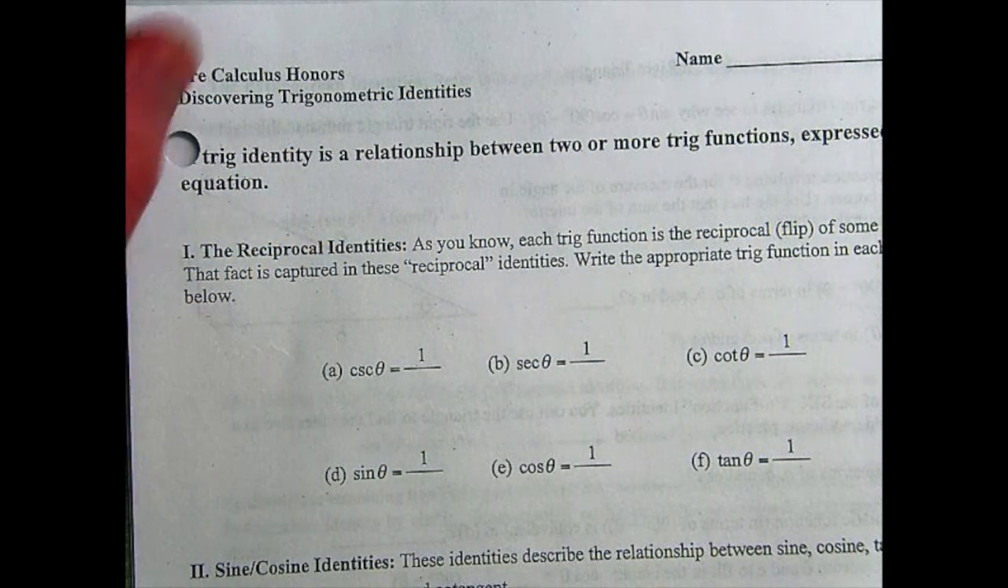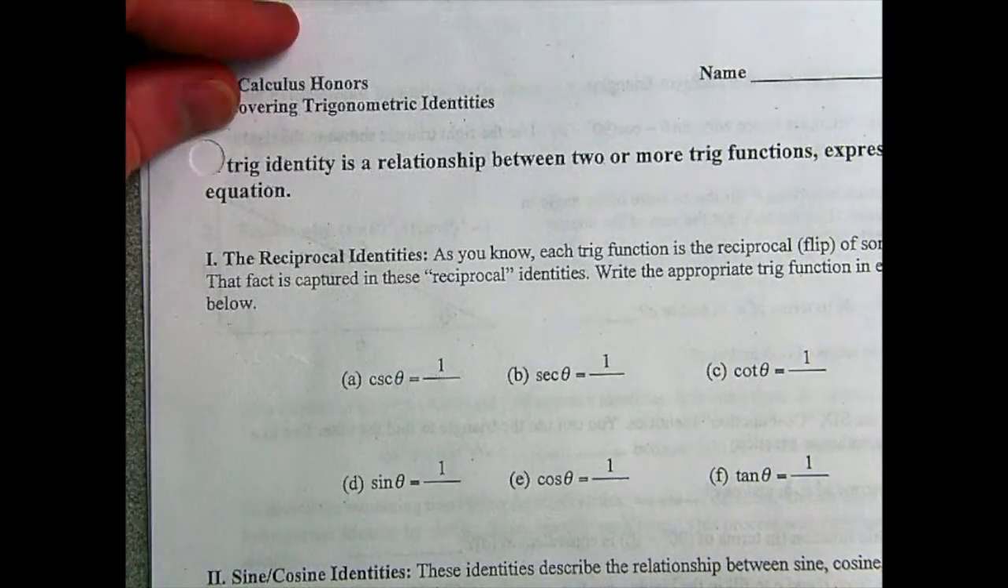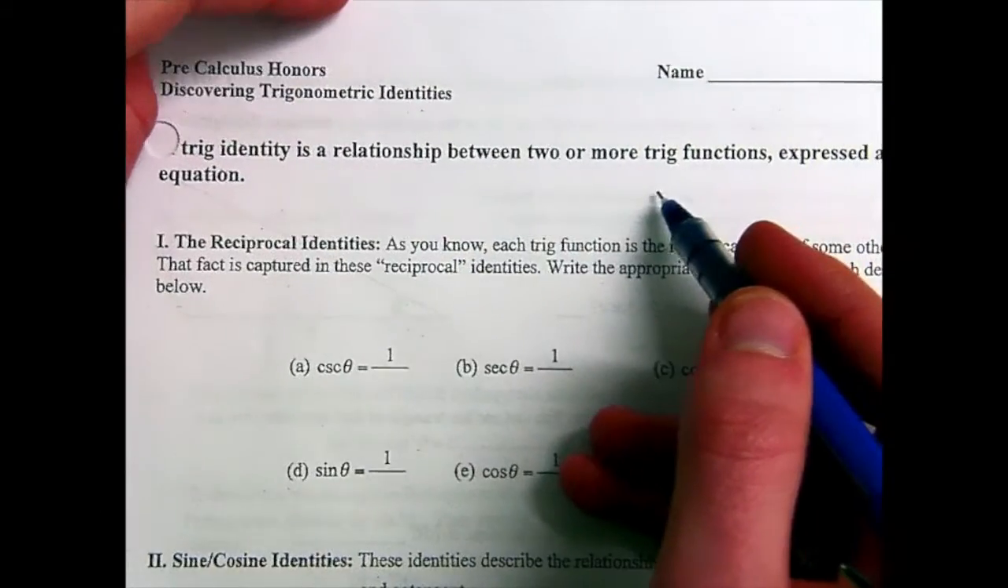Okay, so today we're going to start trig identities. First of all, what is a trigonometric identity? It is a relationship between two or more trig functions expressed as an equation.